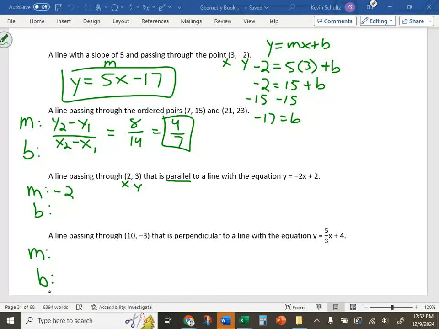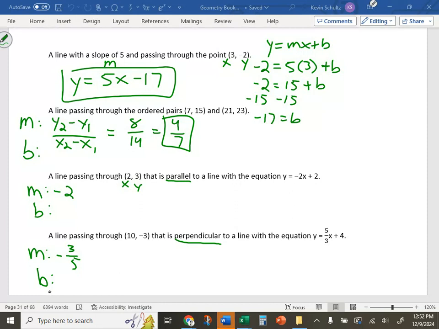Knowing that your line needs to be perpendicular to the given line, if the given line has a slope of 5/3, a slope that's perpendicular to that is going to be negative 3/5. And once again, now that you've got the slope, you can take that ordered pair, plug those values in for x and y, and solve for b.